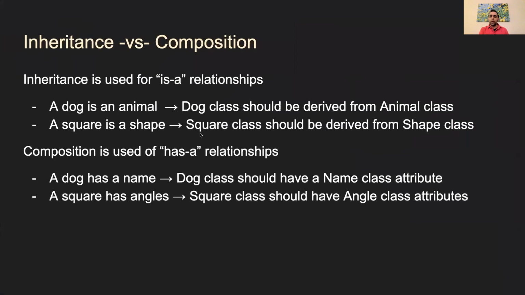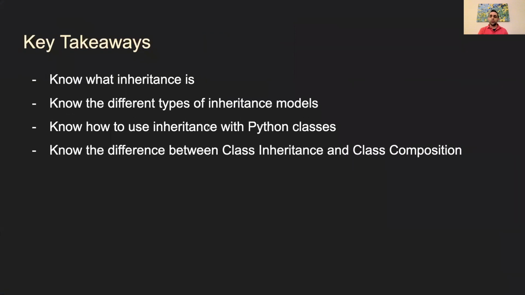All right, so that wraps up all the inheritance topics. I want to just go over some key takeaways. Obviously, the first key takeaway, hopefully, is know what inheritance is. Again, that's the mechanism within OOP where we can pass properties, whether it be attributes or methods, from base classes down to derived classes automatically.